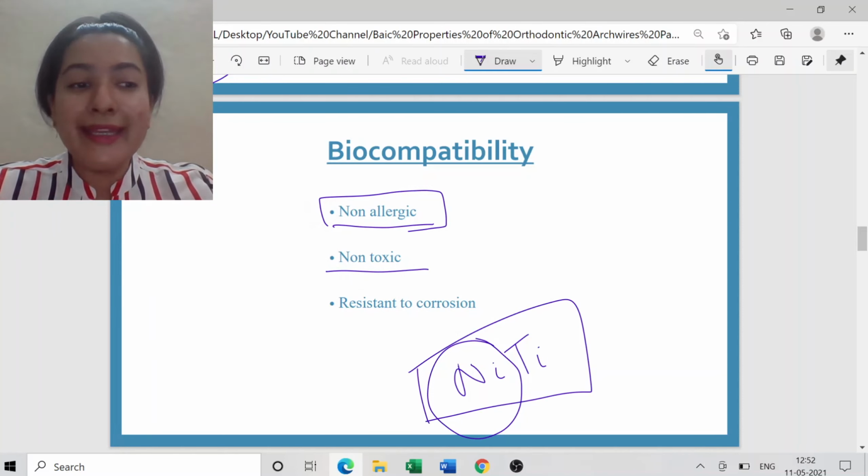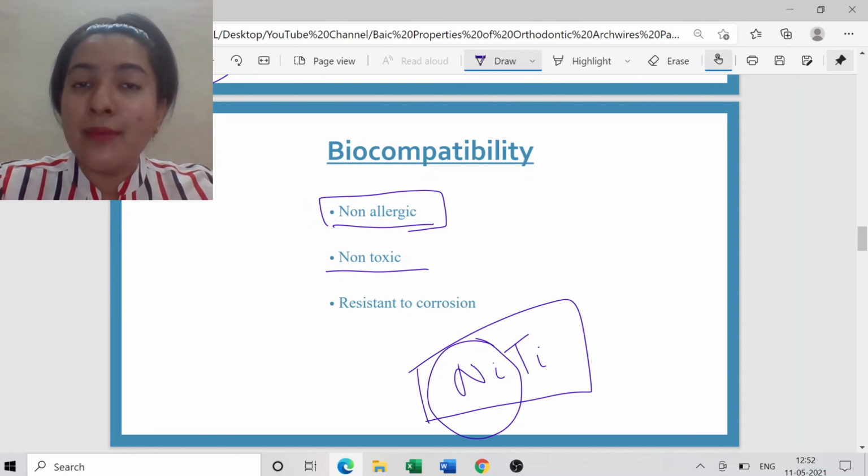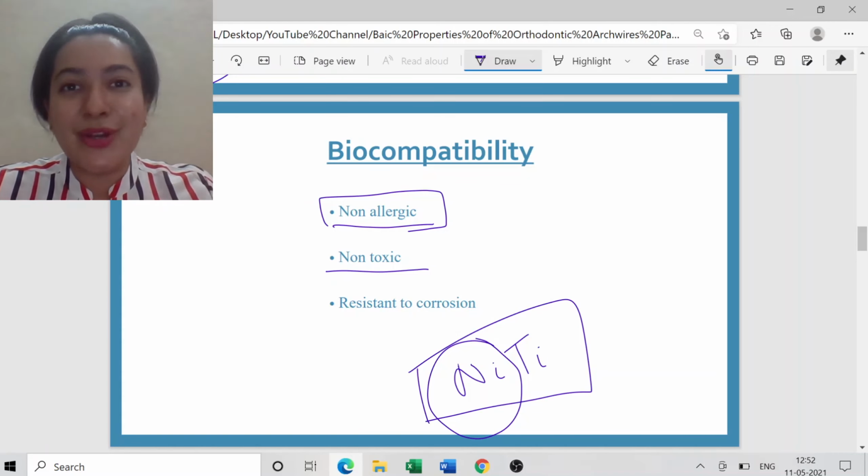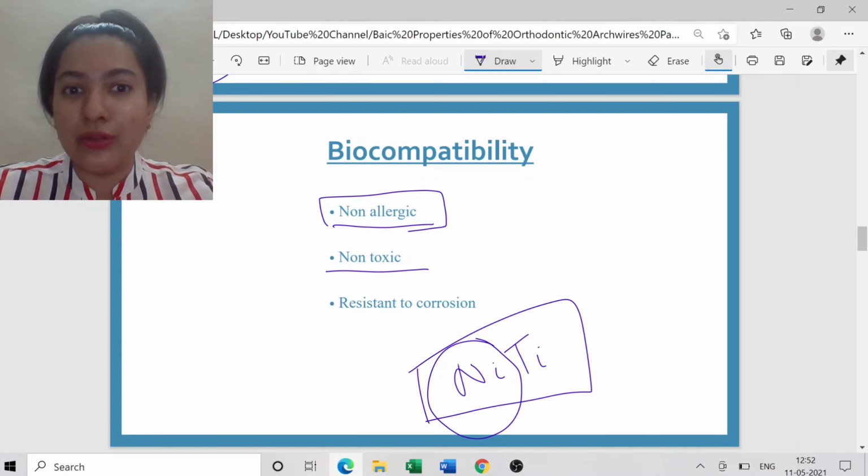Okay, there should not be any toxic leakage, because it will remain in the patient's mouth for such a long period. So how can we afford it to be toxic or allergic? No, it is not good for the patient's oral health. Rather, it is not good for overall health.